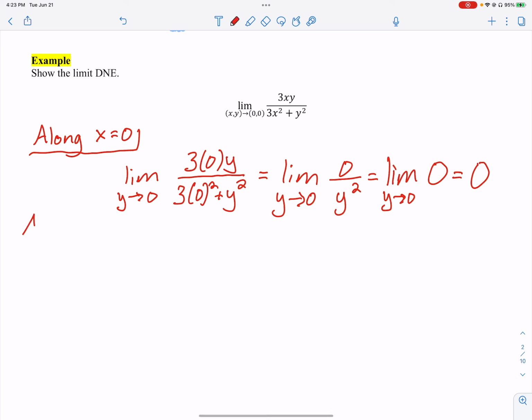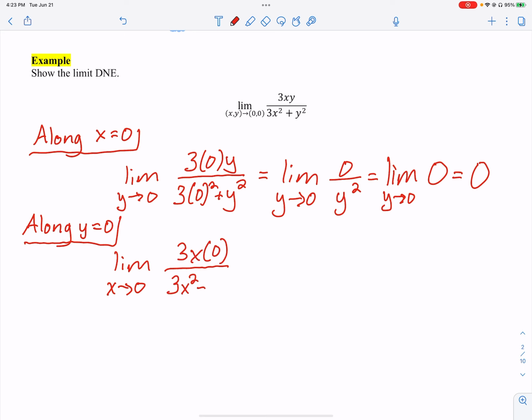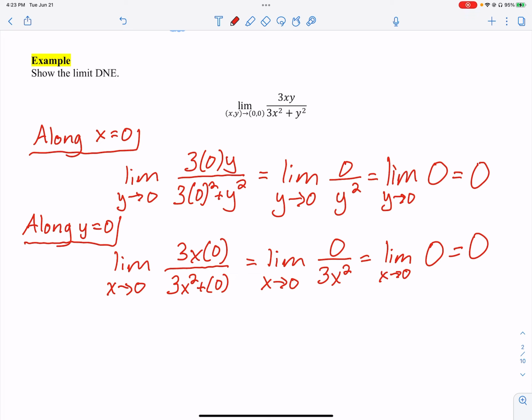All right, so I tried the other path along y equals 0. Remember, we have infinite paths, and we're trying to find 2 of them that don't go to the same place. So making y 0 would mean we're focused on x. All right, I got 3x times 0 over 3x squared plus 0. We get the limit, I didn't evaluate it yet, as x approaches 0, of 0 over 3x squared. I would not plug 0 into x. I would simplify the argument, what we're taking the limit of. That's a 0, which tells me the limit is 0.